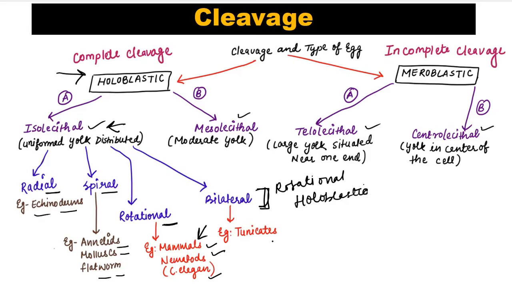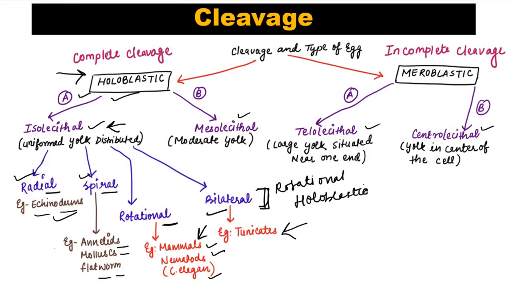If someone asks what kind of cleavage we see in tunicates, it will be bilateral holoblastic. In echinoderms, it will be radial holoblastic. In annelids, it will be spiral holoblastic. Hope the categorization is now clear to you.